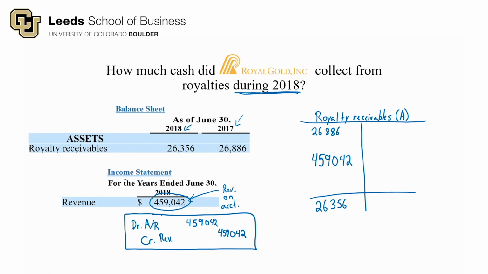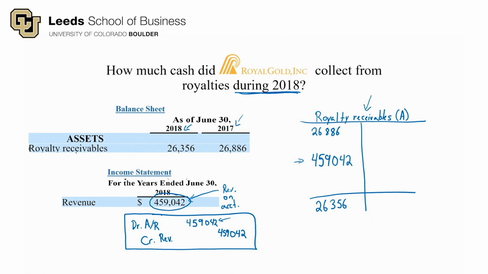And as you can see, in the royalty receivable T account, you can see this debit is appearing right here. Okay, that's where that debit was posted. I'm not presenting the revenue T account. I don't need to do that to solve this problem.